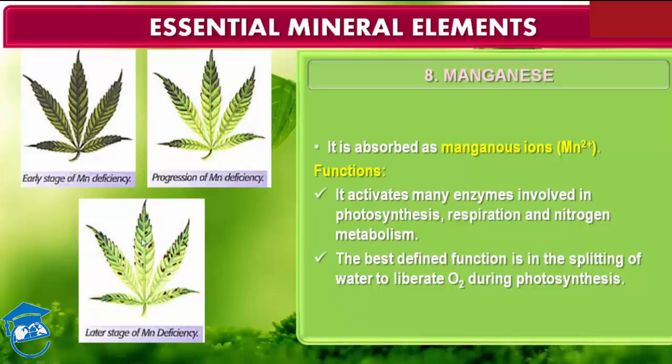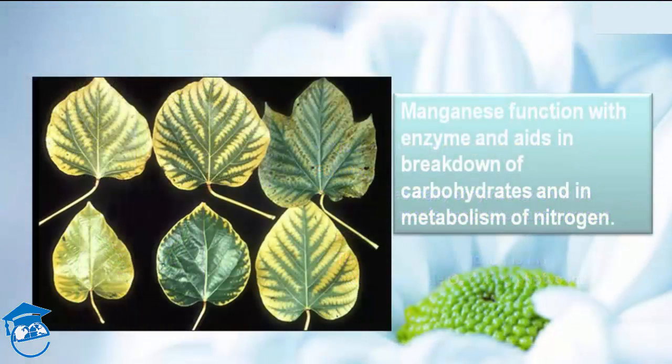Now these are the early stages of manganese deficiency. This is the progression of the manganese deficiency, where the leaf is converted into a yellowish green color, and this is the later stage of your manganese deficiency. Manganese functions with enzymes and aids in the breakdown of carbohydrate and in the metabolism of nitrogen, students. See, these are the leaves with the progression of the manganese deficiency.